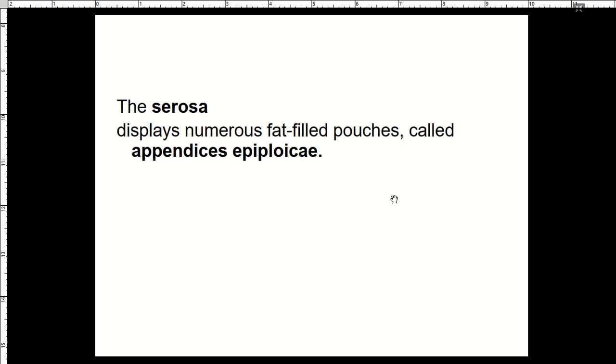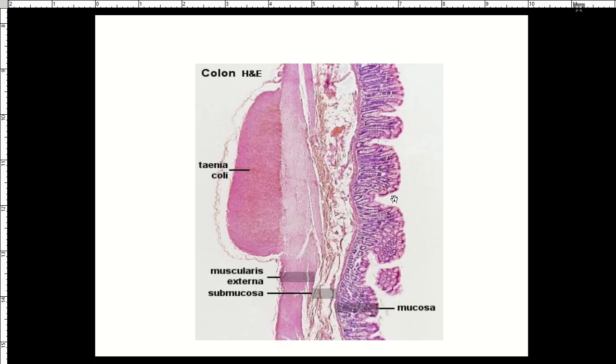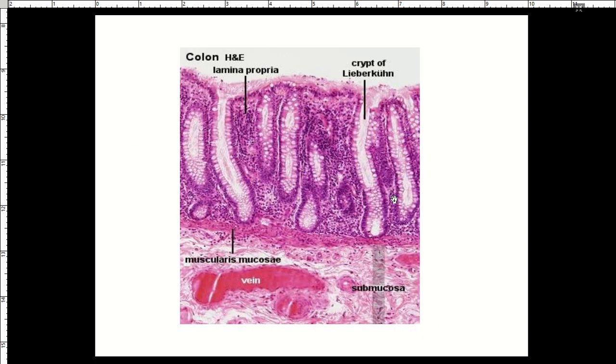The ascending colon and the descending colon have adventitia and serosa. But as for the transverse colon, we have the serosa because it has the transverse mesocolon, right? Which is the mesentery. So the serosa has these appendices epiploicae. These are fat-filled pouches, right? Let me see if they are clear here. Or not that clear, but we're going to see it in the presentation where we are going to do all the histological slides of the GIT.